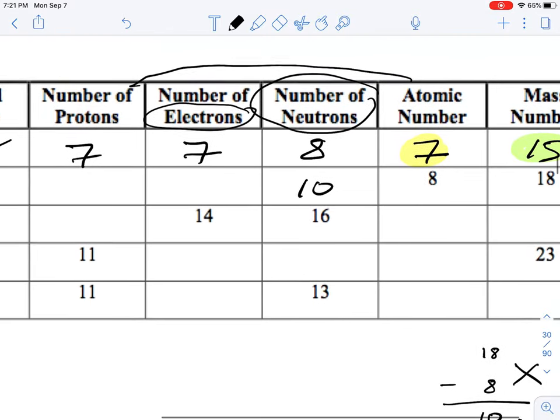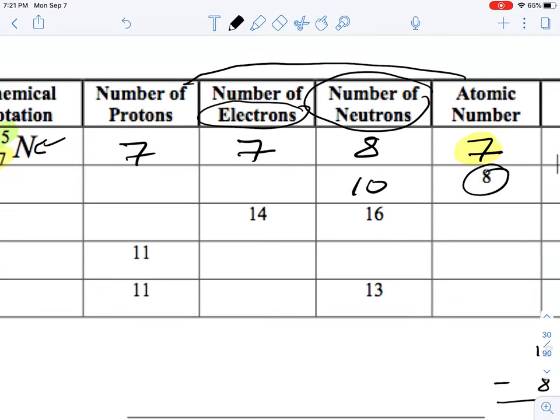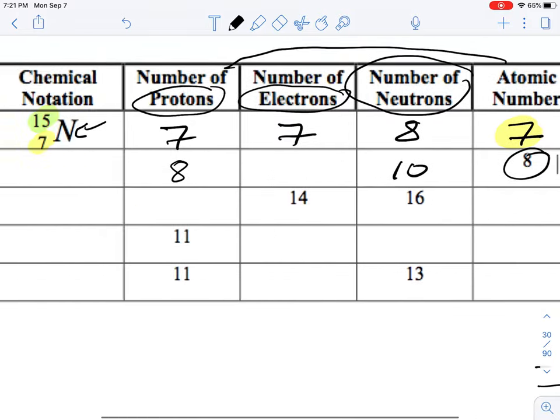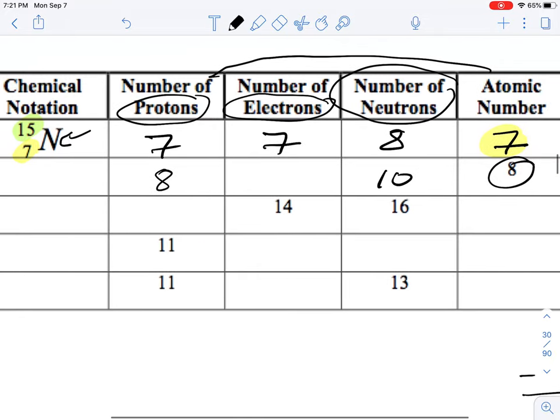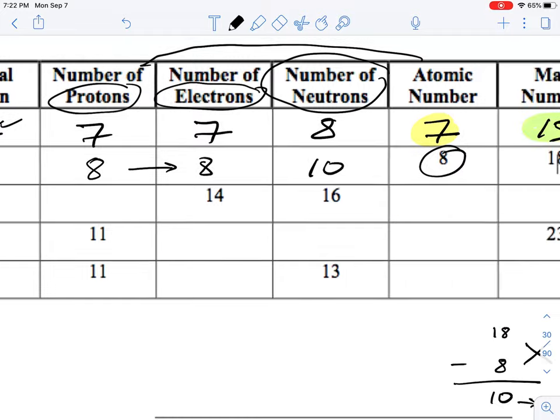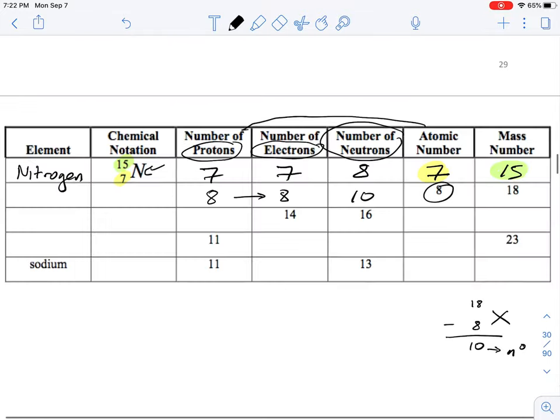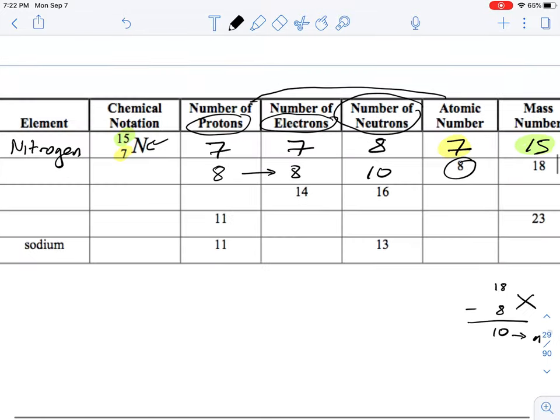And so I know that the atomic number is the same as the number of protons. And so this is going to be 8. And since no other information is given, I'm going to assume that the number of electrons is the same as the number of protons. So I've filled in all of this stuff so far.